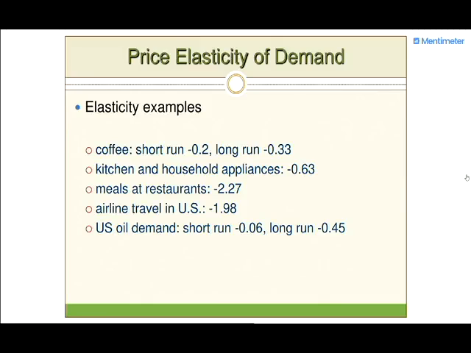So 1.98 is a huge response. Basically, a 1% increase in airline tickets is leading to almost a 2% decline in airline ticket sales. Oh, U.S. oil demand. Now, the U.S. is a gas guzzler country. People like driving cars there. They like even driving bigger cars, which are very oil-intensive, oil-consuming cars. And notice that it's almost zero. It's perfectly inelastic demand for gasoline in the USA. That's interesting in the short run.